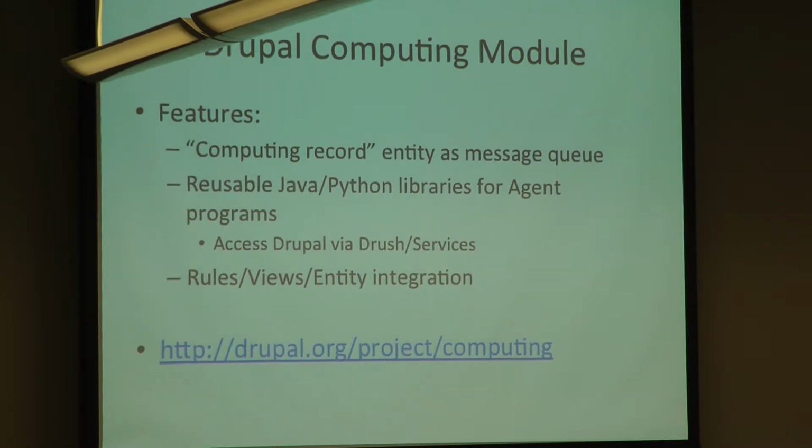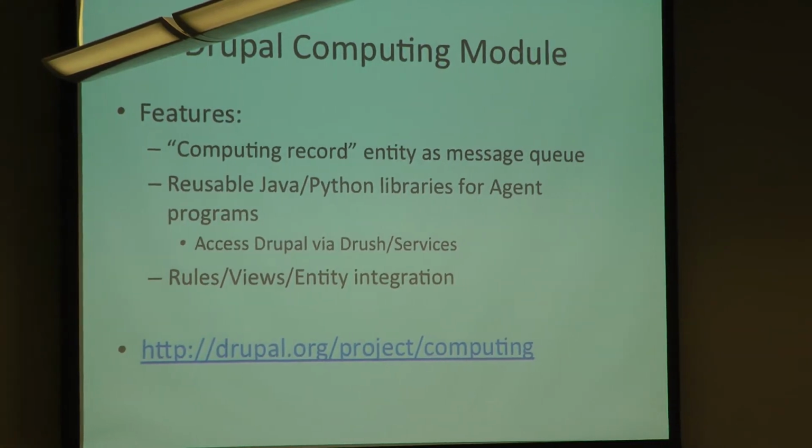Some of its features: the computing record entity is a simple message queue that tightly integrates with Drupal so that you can use rules, views, and entities. Also, this module comes with some reusable Java and Python libraries. You can just use these libraries to access Drupal. It's reusable Java and Python code so that you don't have to write your own to use services, for example. Those Java and Python libraries are hosted on GitHub instead of on Drupal.org.